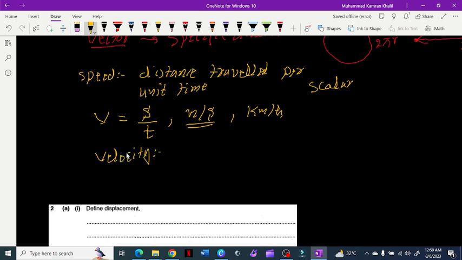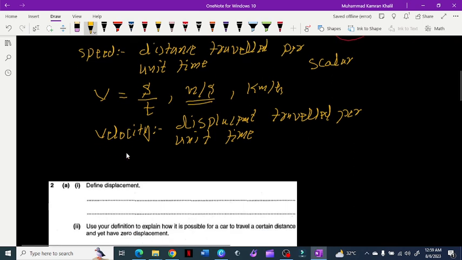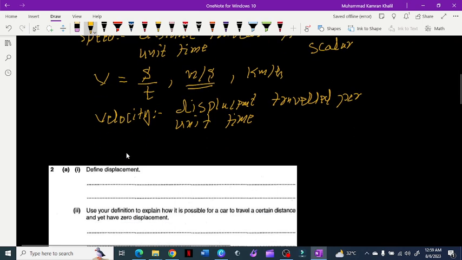So velocity is displacement traveled per unit time. So velocity involves the displacement. Displacement is a vector quantity, so it means that velocity is also a vector quantity because the displacement is involved. So speed is a scalar quantity and velocity is a vector quantity.